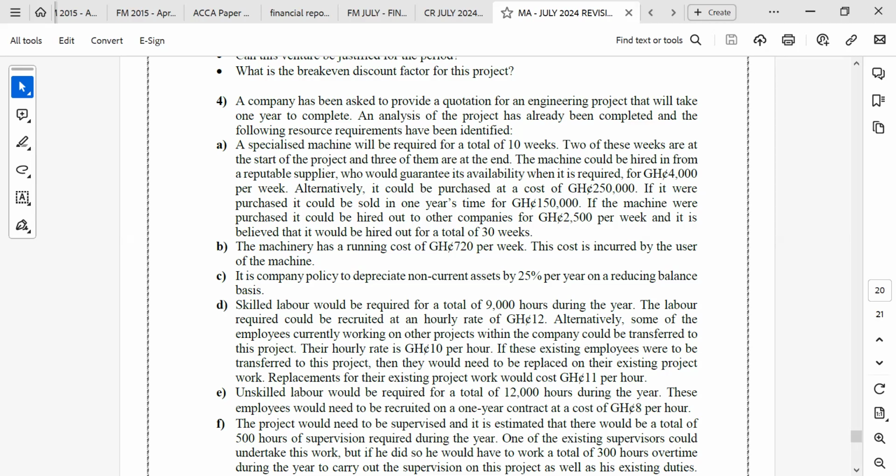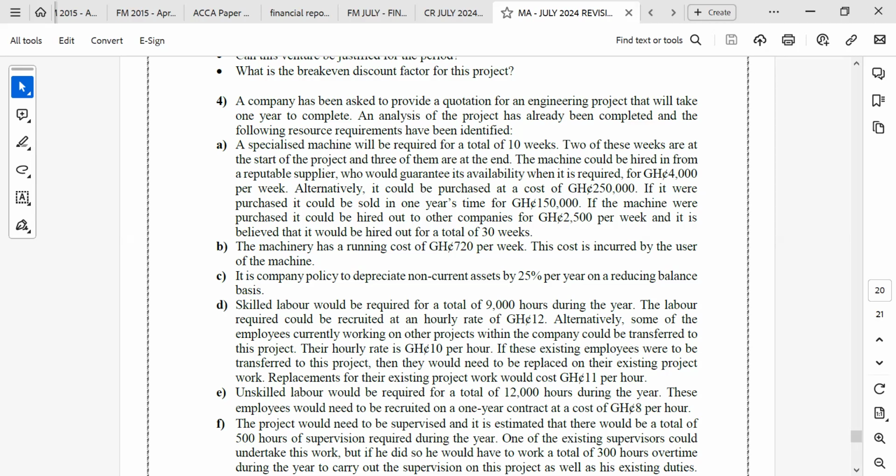The labor required could be recruited at an hourly rate of 12 Ghana cedis. Alternatively, some of the employees currently working on the other projects within the company could be transferred to this project. Their hourly rate is 10 cedis per hour. If these existing employees were to be transferred to this project, then they would need to be replaced on their existing project work. Replacement for their existing project work will cost 11 Ghana cedis per hour.